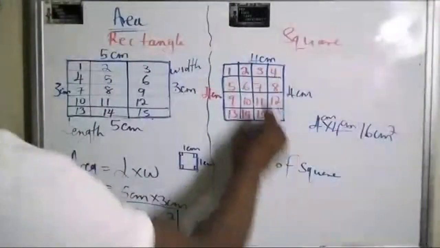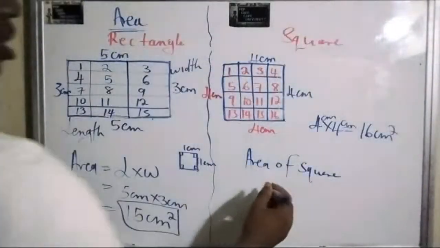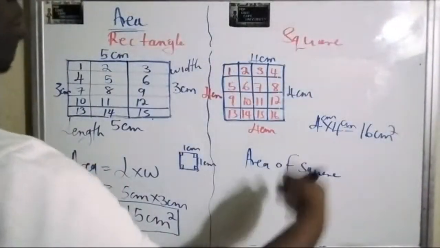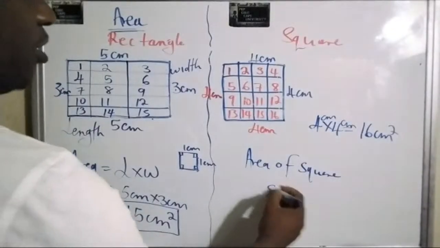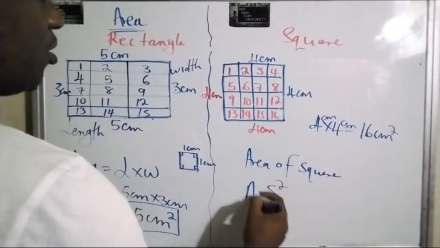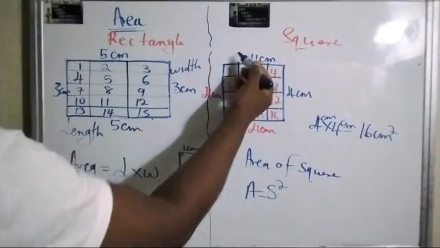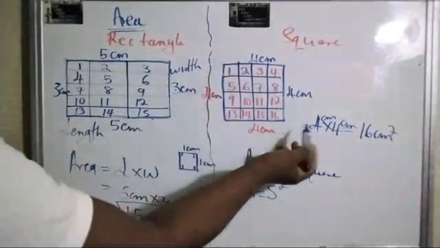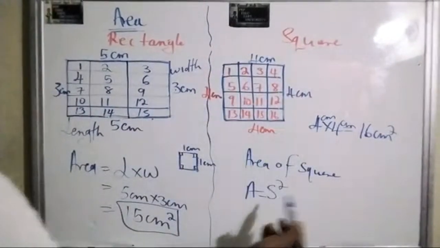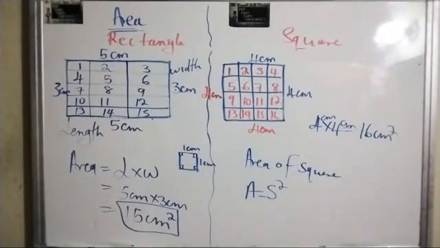Because remember, all sides are always going to be equal. So we can just square it, meaning the number multiplied by itself, right? Is equal to side square. Because if this side is 5, this is also going to be 5. And we can just multiply 5 times 5, which is the same thing as 5 squared.